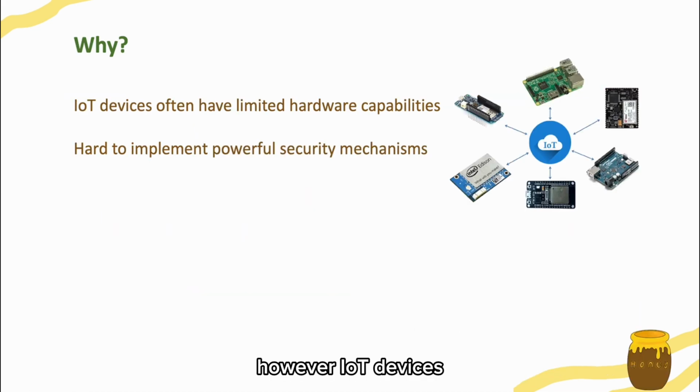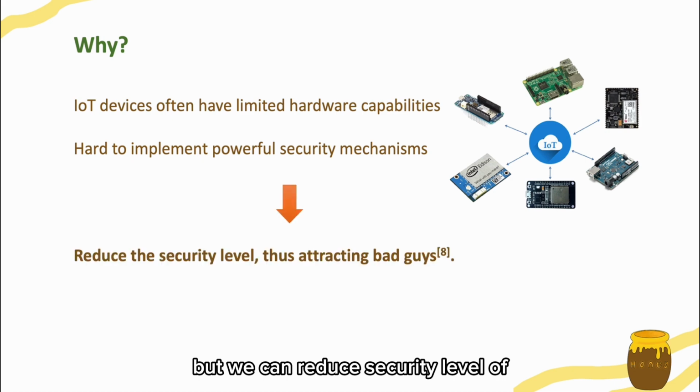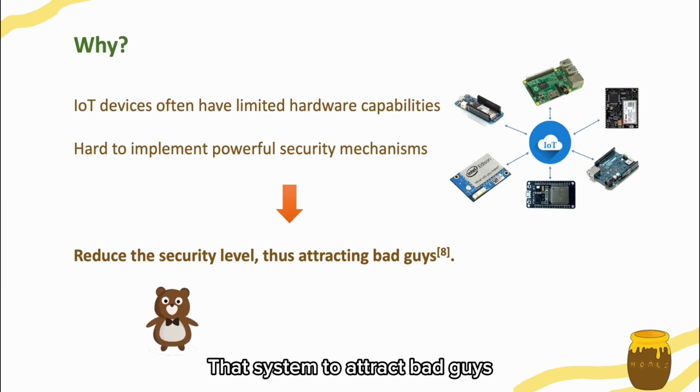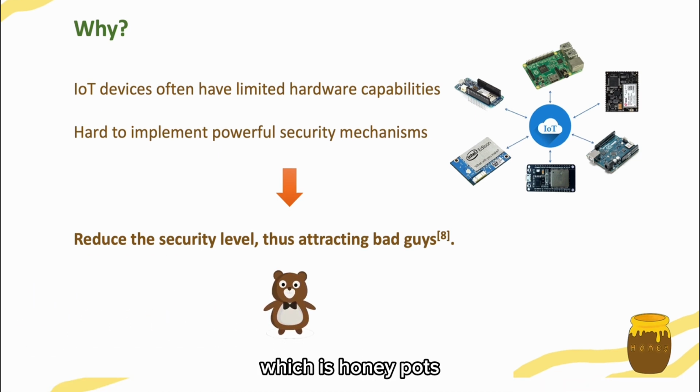However, IoT devices often have limited hardware capability, which means it is hard to implement powerful security mechanisms. But we can reduce the security level of that system to attract bad guys, which is honeypots.